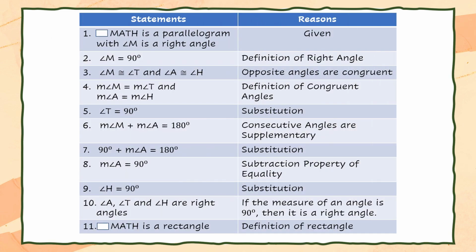We have here some statements and reasons to prove our theorem. So number 1, rectangle MATH is a parallelogram with angle M is a right angle. So it is our given. Next, angle M is equal to 90 degrees. According to our given, angle M is a right angle. And according to the definition of right angle, the measure of a right angle is 90 degrees. So therefore, the measure of angle M is 90 degrees. Next, angle M is congruent to angle T and angle A is congruent to angle H.